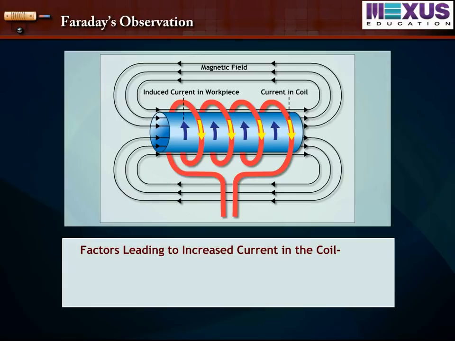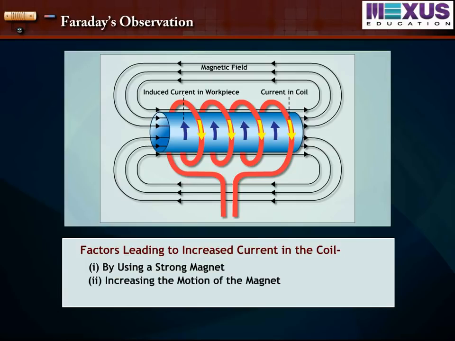The current in the coil and the corresponding deflection of the galvanometer can be increased by using a strong magnet or by increasing the motion of the magnet. Increasing the area or the number of turns also creates a strong current in the coil.